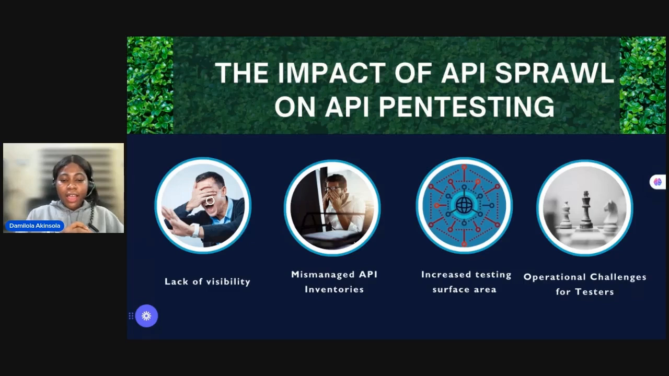Then API inventories. This is the foundation of everything we're discussing here. Your API inventory is like a blueprint for how your API ecosystem looks. So if you get your API inventory wrong, then there's a 100% chance that your pen testing report will be skewed, because you're not getting an accurate overview of what you actually have in your APIs.